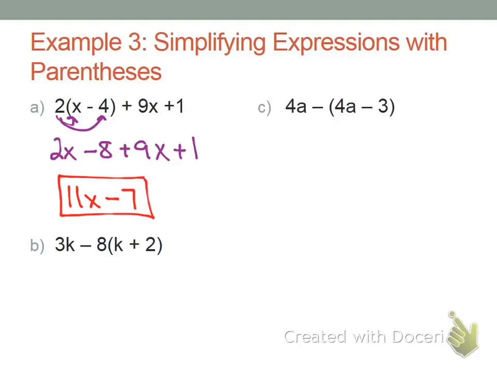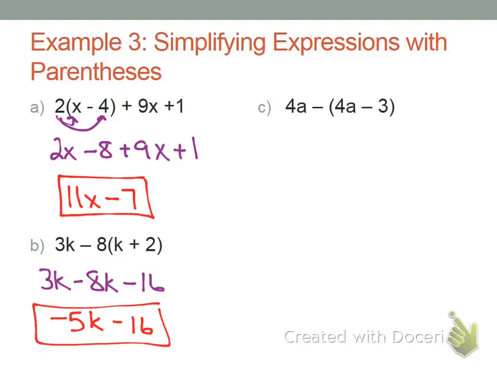All right, I want you to try B. Okay, so 3k, whoops, not in red. That's not my answer. All right, so 3k minus 8k minus 16. Raise your hand if you got that step. Did you get that step? Distribute. Now I can combine my like terms, and I get negative 5k, or not x, negative 5k minus 16. Who got it right? Yes. Okay, good.